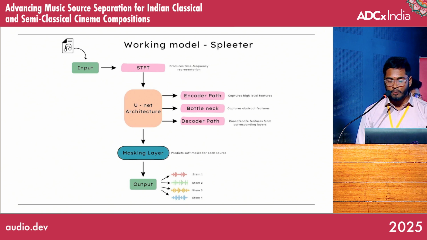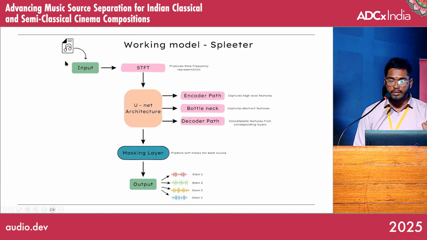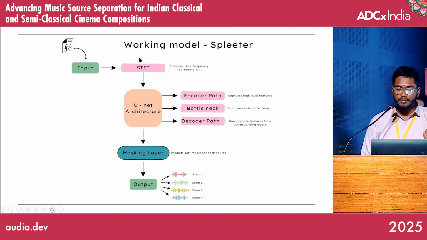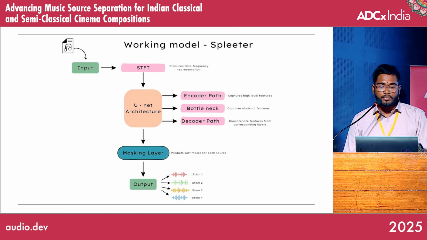So basically, the Spleeter model works on spectrogram-based input. It converts the audio file, as we can see here. The audio file is taken as input and converted into spectrograms using the short-time Fourier transform, which produces a time-frequency representation. Then the spectrograms are further processed in a U-Net architecture, which contains an encoder path, a decoder path and a bottleneck.